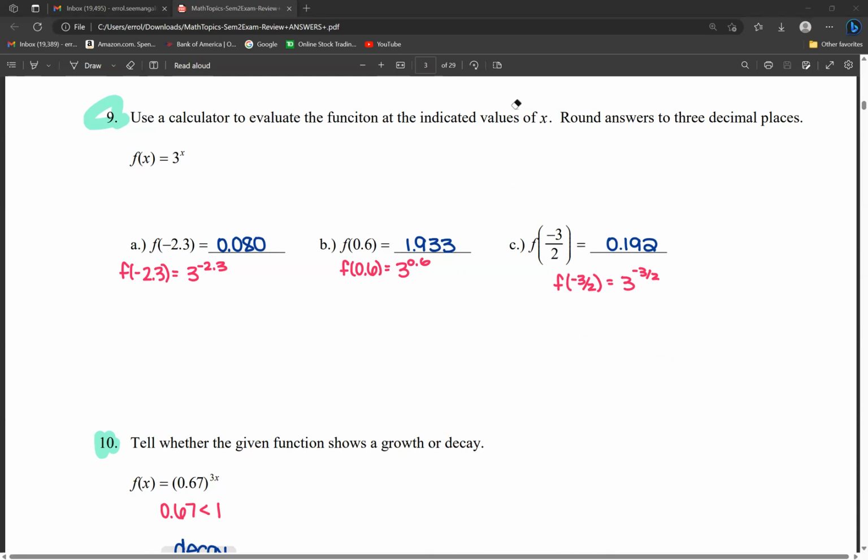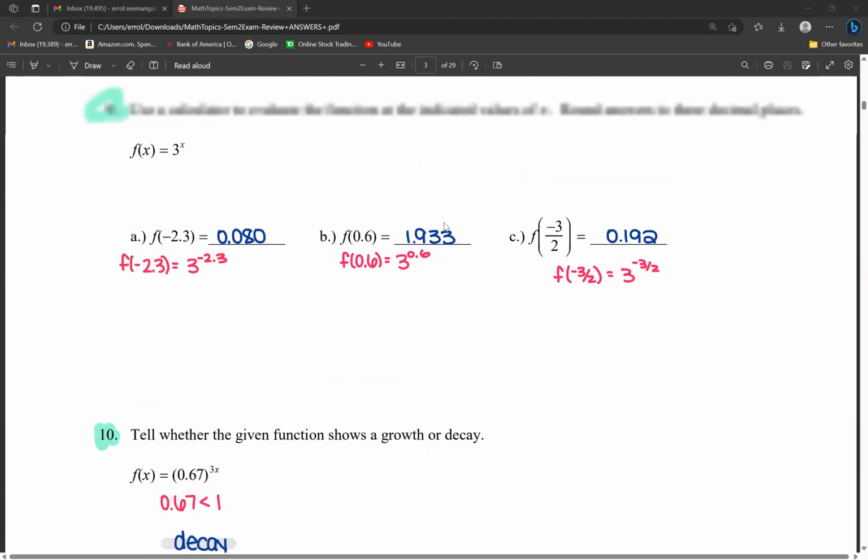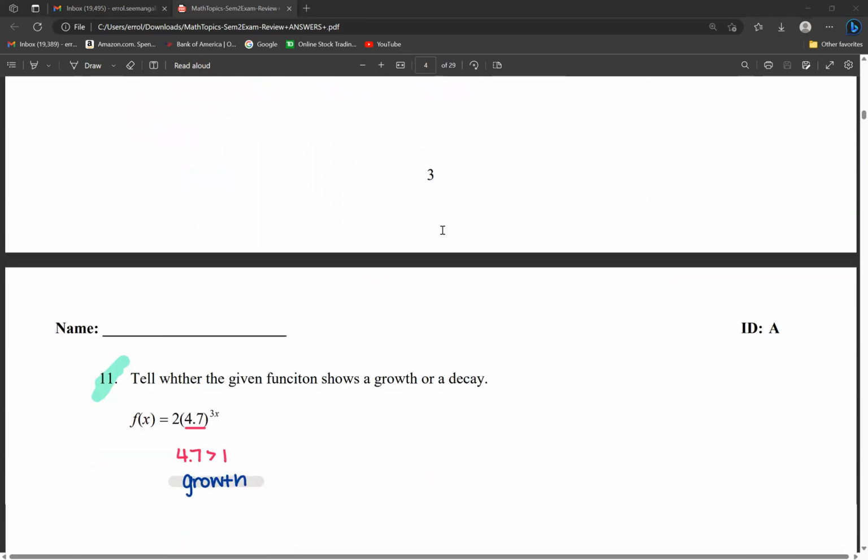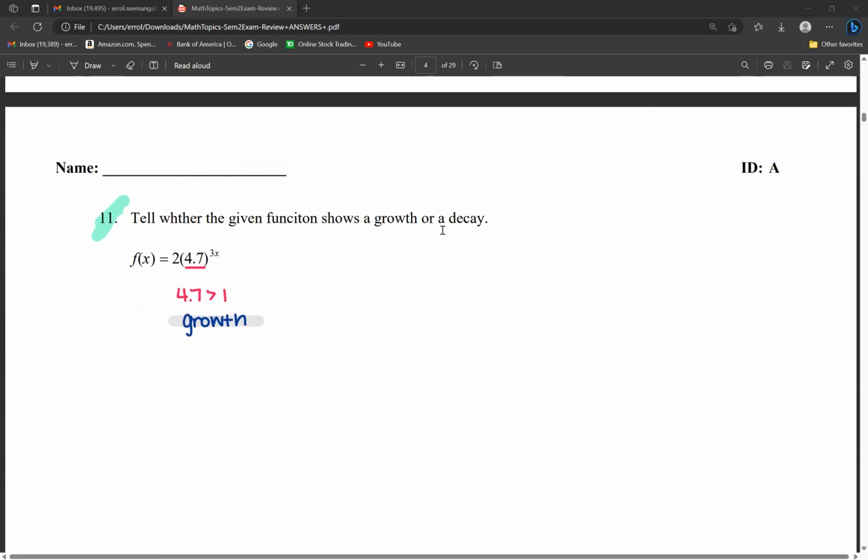And then show whether the function shows growth or decay. Okay, easy, 10. As long as it's basically, is the graph getting bigger or smaller? That's it. Is the function getting bigger or smaller? 11 is growth.